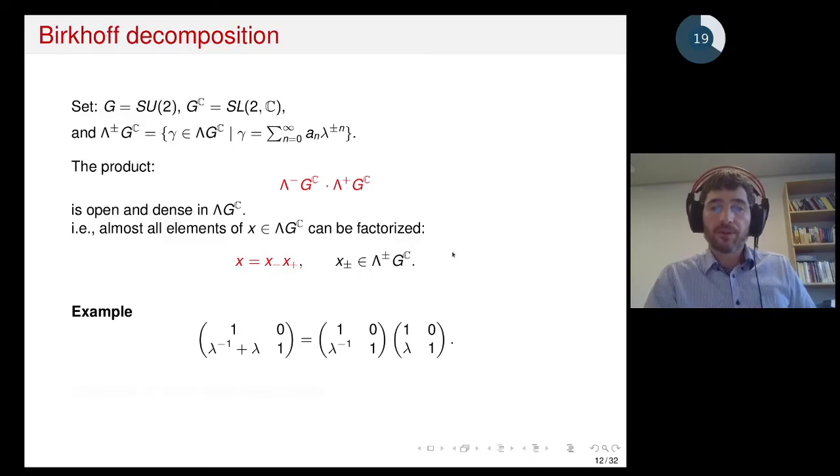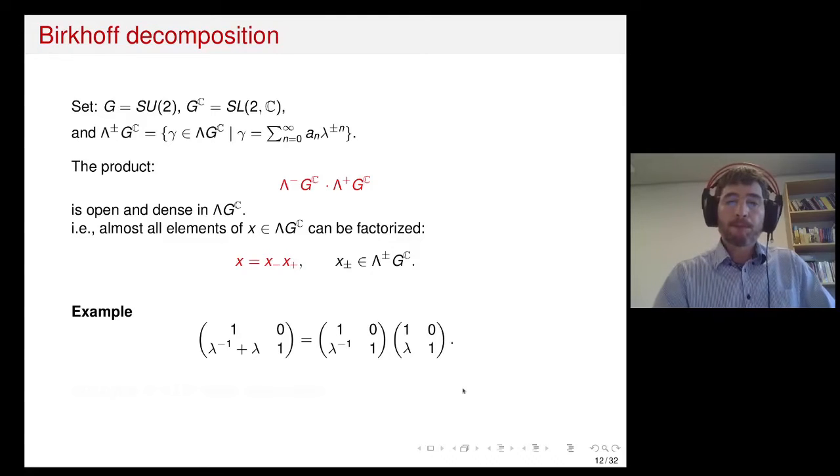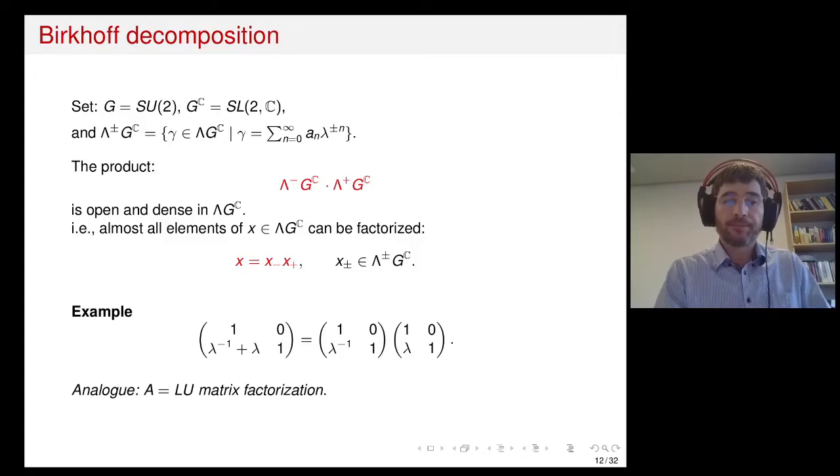Here's an example just to illustrate what I mean. This is some element of lambda SL2C. It's actually in the twisted group. And I've written it as a product of something which extends holomorphically in lambda inverse, and this one extends holomorphically in lambda. An analog of this in finite dimensions is the LU decomposition of matrices into lower and upper triangular matrices.